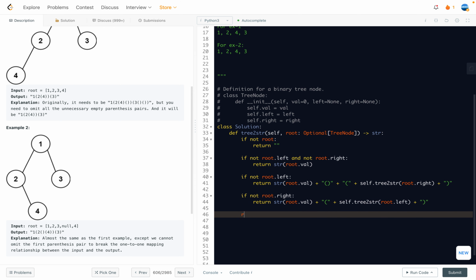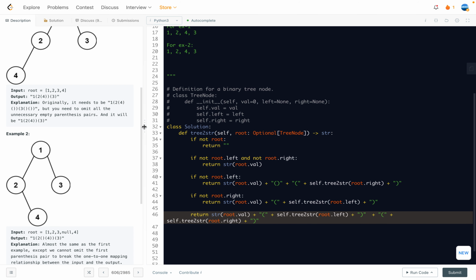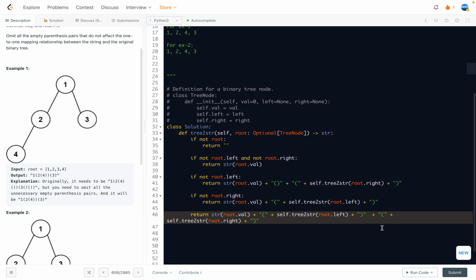So in general, we have both the left subtree and the right subtree. Let me copy this part. I have the left subtree, and then we also need to add the right subtree. So this is the part. This forms a solution format, and I know that this writing is a little bit messy, but this way helps us to understand the logic. So now with that done, let's do a test.